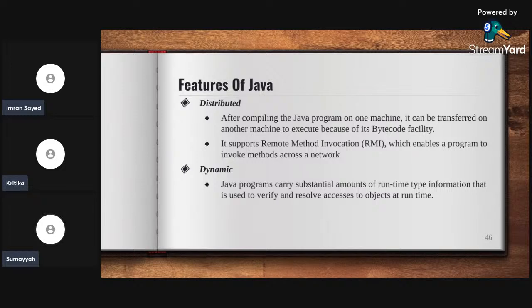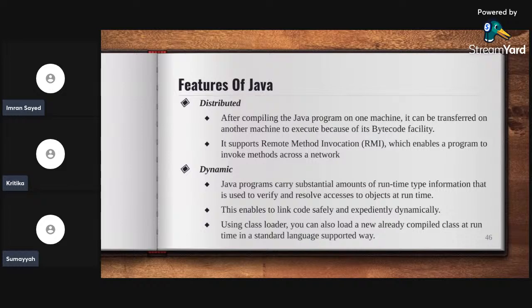It's dynamic. Java programs carry substantial amounts of runtime type information that is used to verify and resolve accesses to objects at runtime. This enables code to be modified safely, expediently, and dynamically. Using class loader, you can also load a new already compiled class at runtime in a standard language supported way.